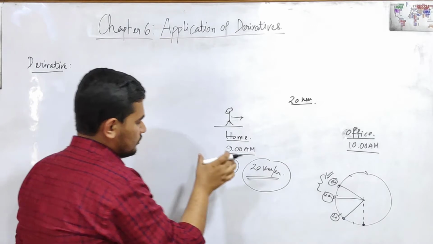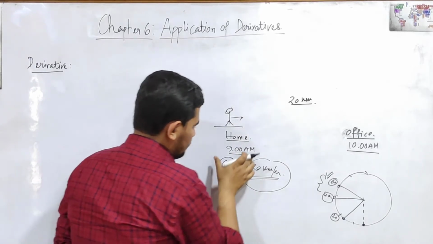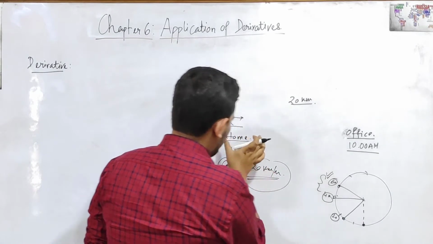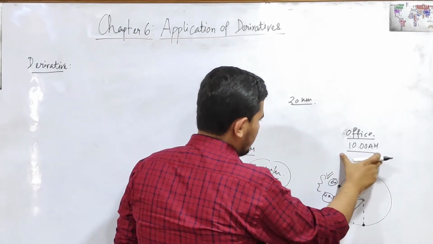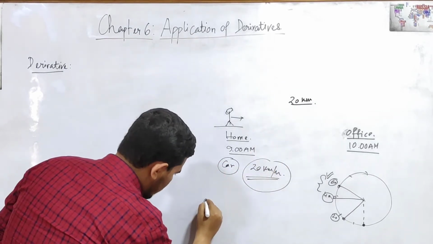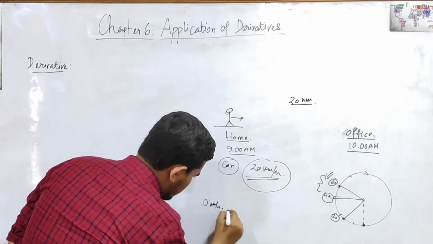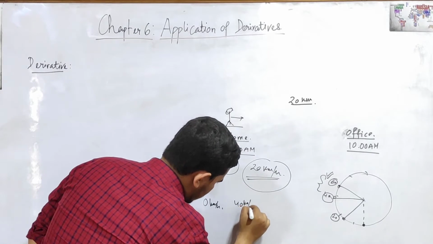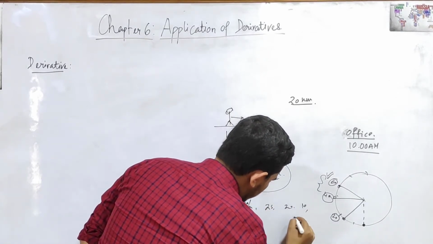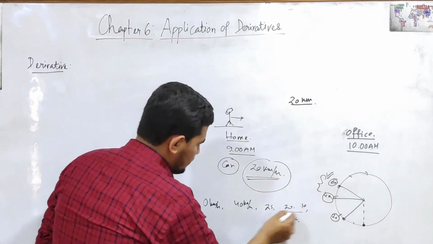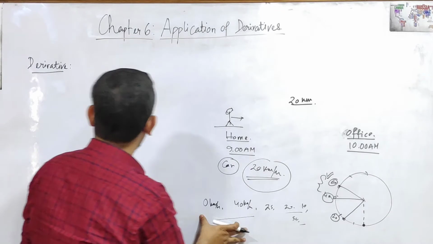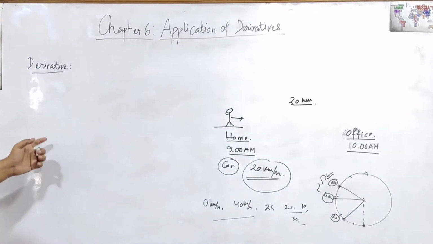So the thing is that from his home at 9 a.m. to 10 a.m., you will have variable speed. When you start, there will be 0 km per hour. Then you can have 40 km per hour, then again 25, 20, 10, then again 50. So this is a variable speed. It always varies. So to determine instantaneous speed, we need the derivative.